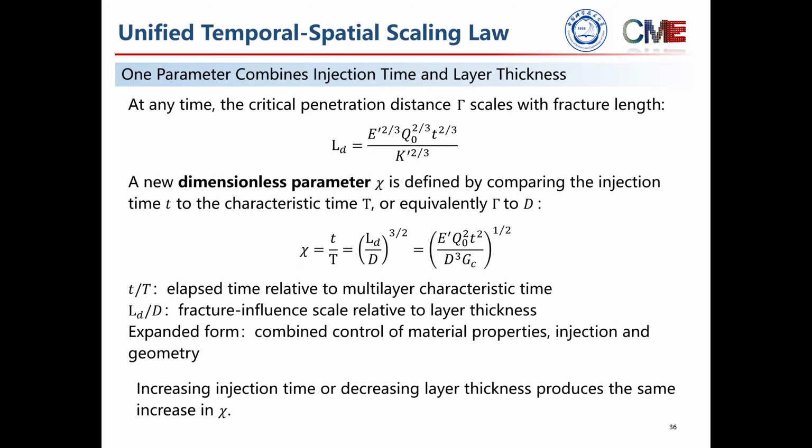We can now define the central dimensionless parameter of the talk, K. K is determined by the small t over the large T, and this is the K temporal-spatial scaling law. It involves the elastic modulus, injection rate, time, layer thickness, and fracture energy. Increasing injection time increases K, and decreasing layer thickness also increases K. Those two apparently different operations therefore move the fracture in the same direction through the regime map. That is why K is useful. It converts the time and spatial scales into one evolution coordinate.